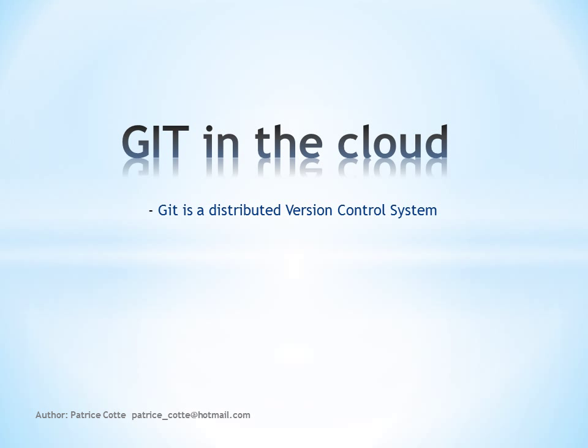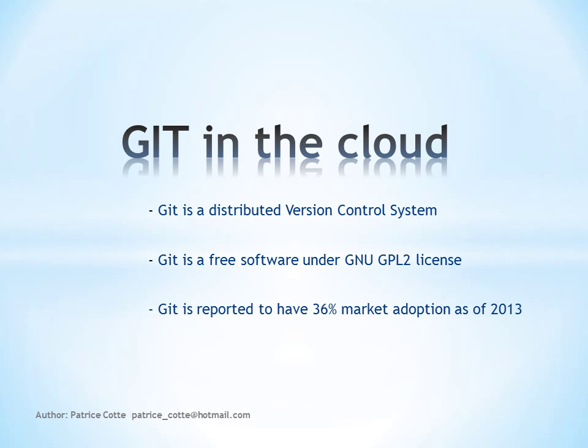This presentation is about Git, the distributed version control system, as opposed to CVS or concurrent version system. Git is a free distributed software under the GNU GPL2 license. Git is reported to have 36% market adoption as of 2013.